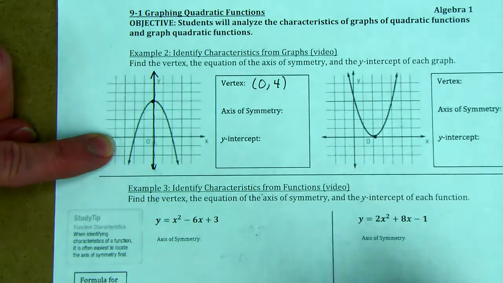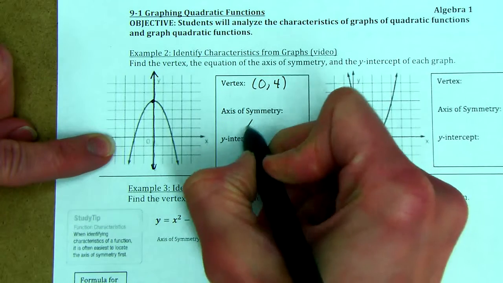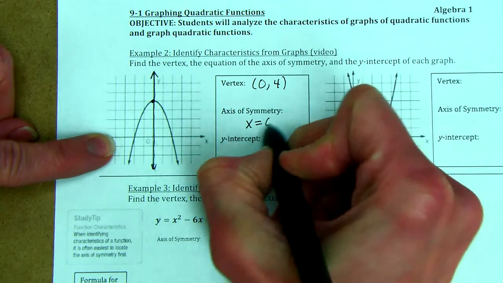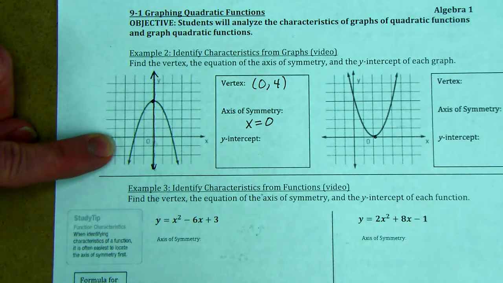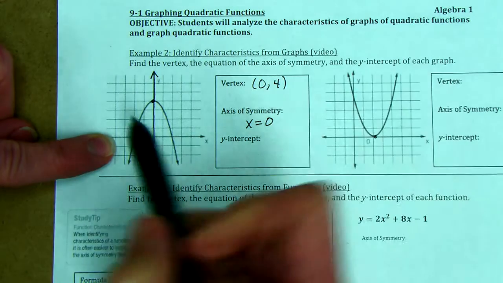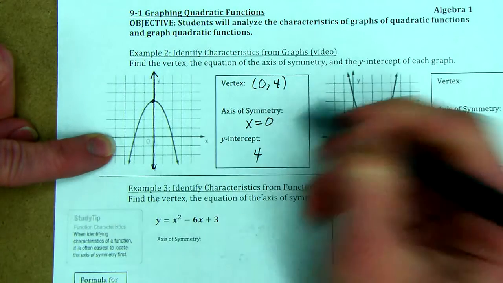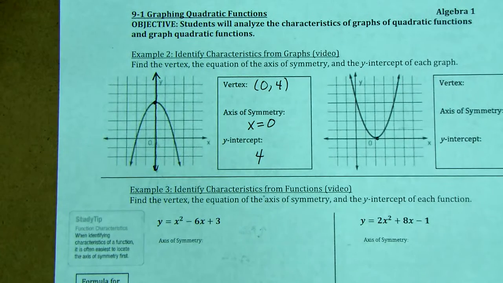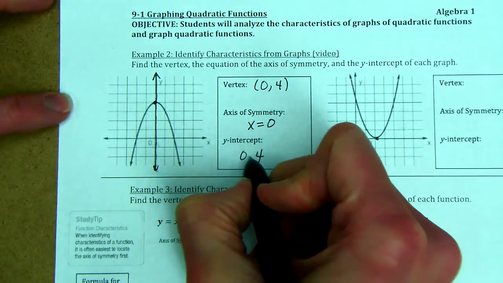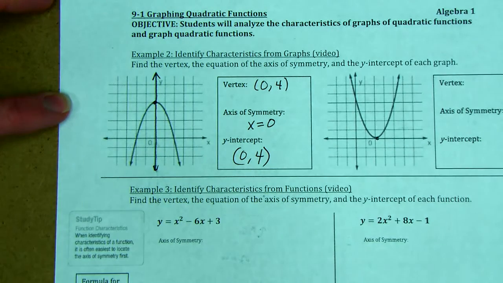And our y-intercept, remember our y-intercept is where it crosses the y-axis. So believe it or not, it's actually 4, because it's right on the vertex. Okay, this next one's not quite as easy as that. Pretty close though. So what's the vertex? Right here, it is 2, 0. X is 2, y is 0.